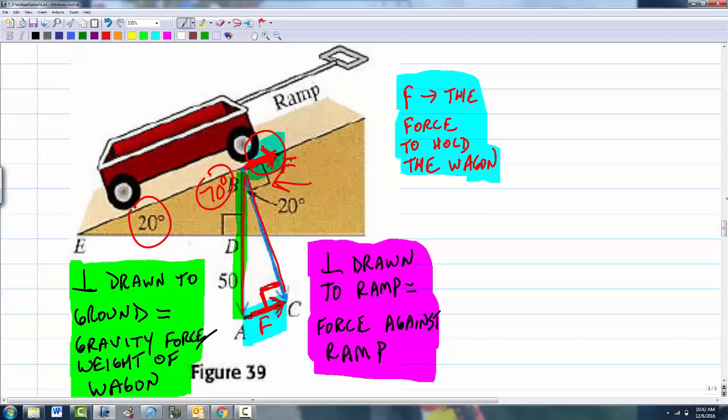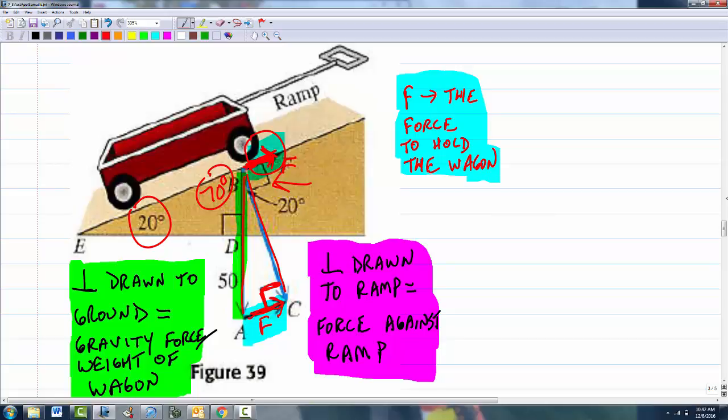Watch me. Okay. The steeper the ramp, is it harder or easier to pull something up? Harder. If you got a ramp that's very steep, you're almost getting the full effect of gravity.